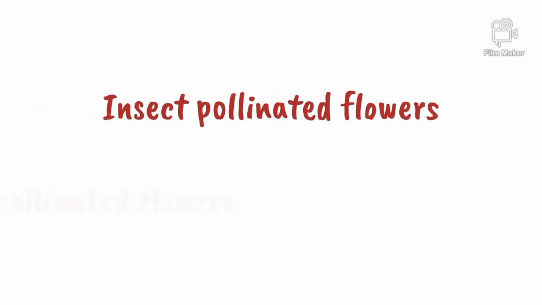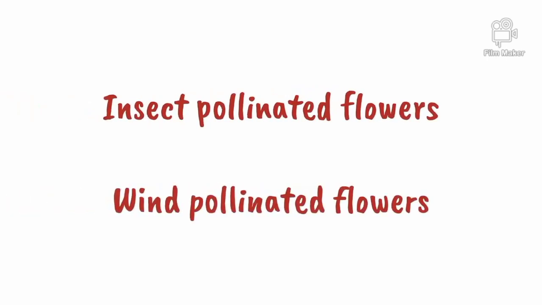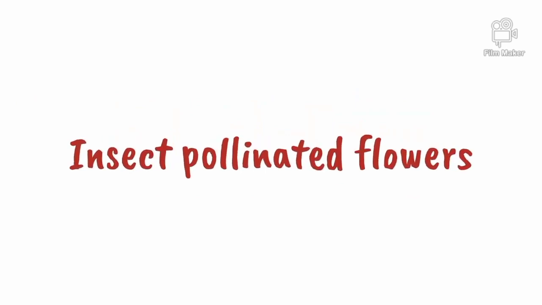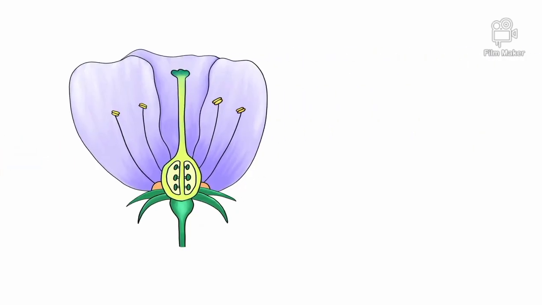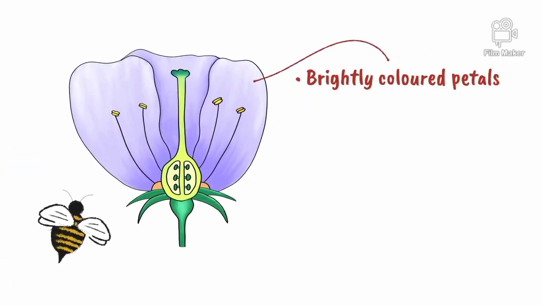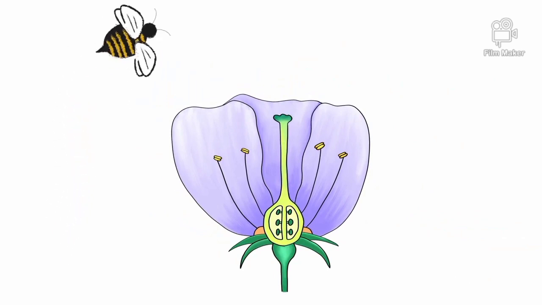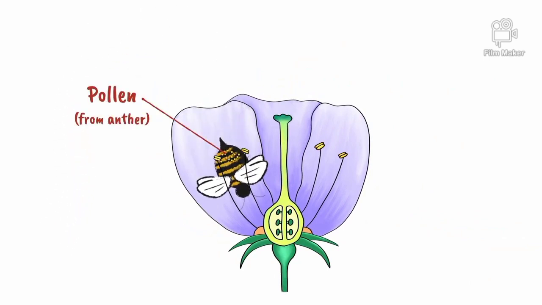Let's look at the two different strategies for plants to pollinate. These are insect pollinated flowers and wind pollinated flowers. In insect pollinated flowers, the petals are brightly colored so that it attracts insects, with their strong scent and their sugary nectars, since they produce a sugary substance that insects can feed on. So, the insects visiting the flower to feed on nectars are able to deposit pollen grains from anther to the stigma.